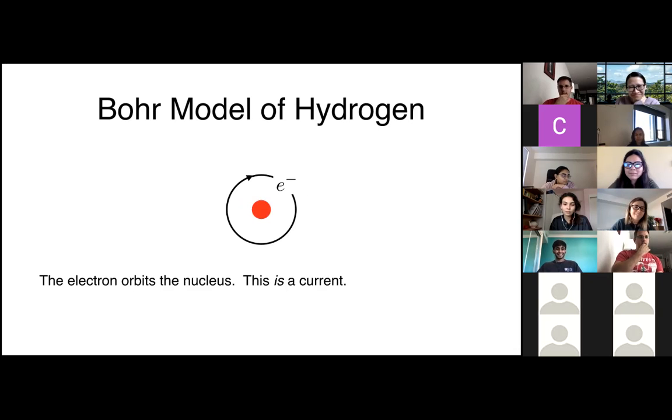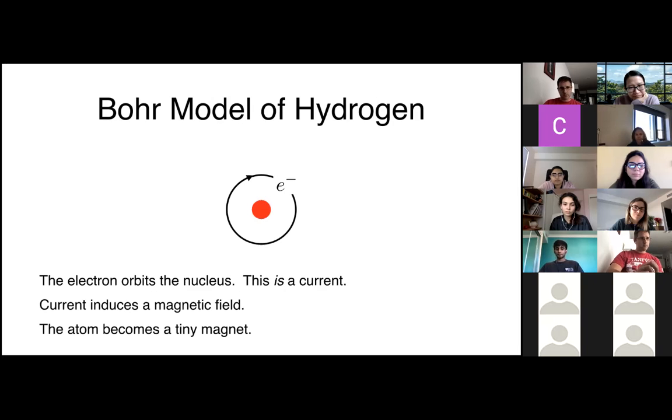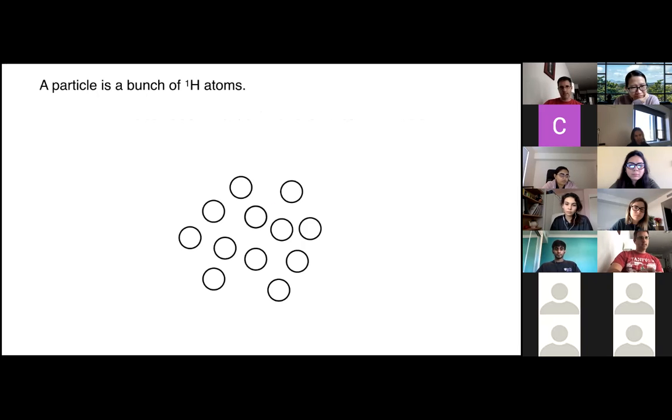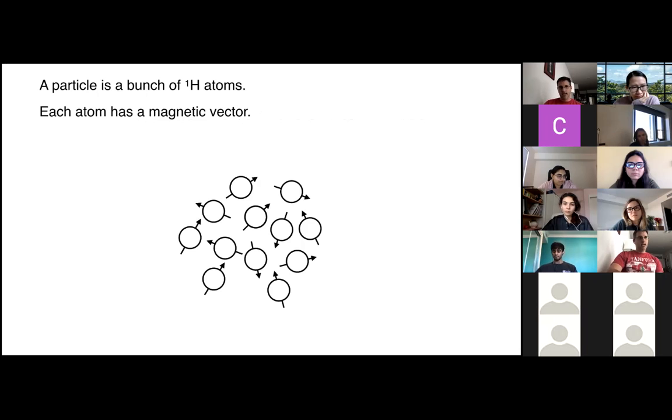The electron orbits the nucleus. That is a current, right? That an electron moving through space is current. And so it generates a magnetic field. And so this little atom becomes a tiny little magnet. And if you have a particle, which might consist of a bunch of hydrogen atoms, and in MRI, we typically think of a particle of water. So each water molecule has 2 hydrogen in it. Each atom is this tiny little magnetic vector because this electron's rotating around it.